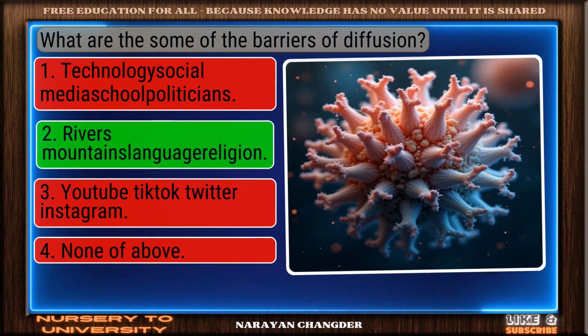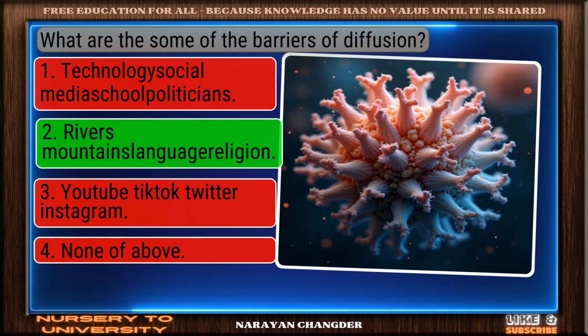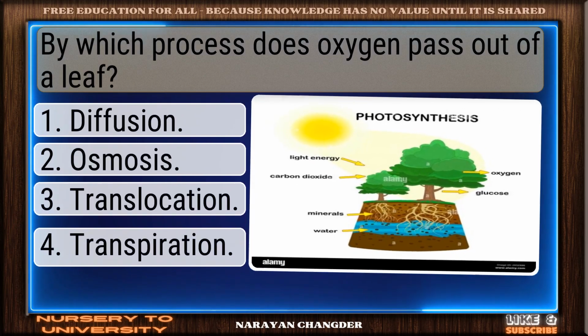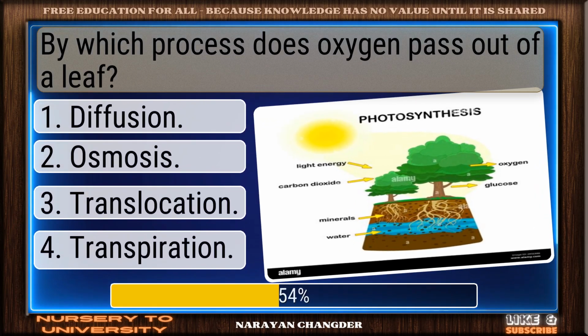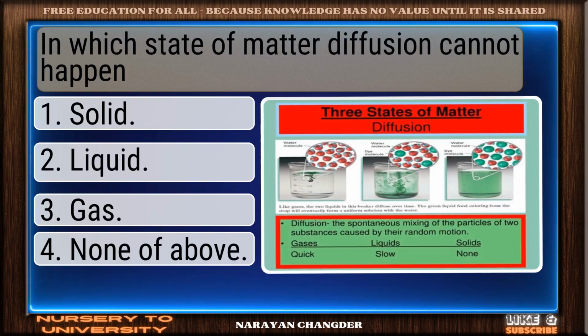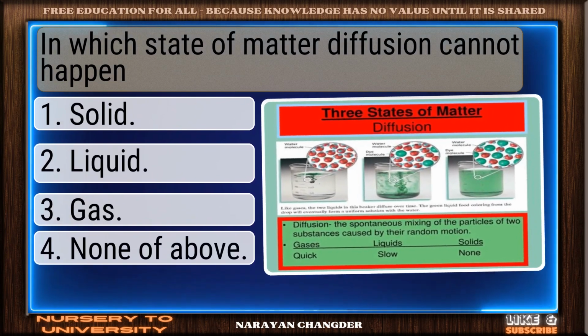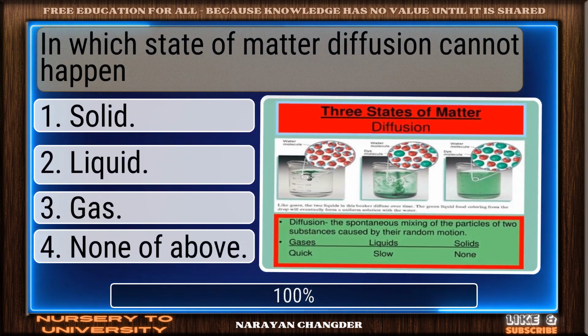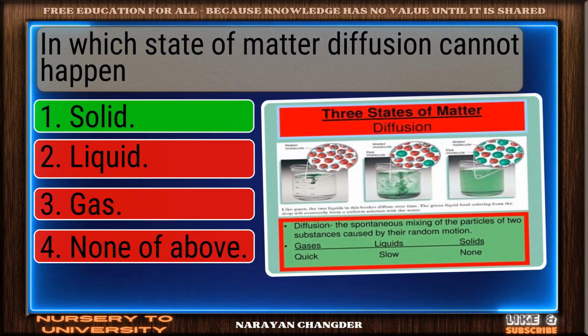You chose rivers, mountains, language, or religion. And it is correct. By which process does oxygen pass out of a leaf? Bravo. Diffusion is the answer. In which state of matter diffusion cannot happen. Smart move. Solid is an accurate answer.